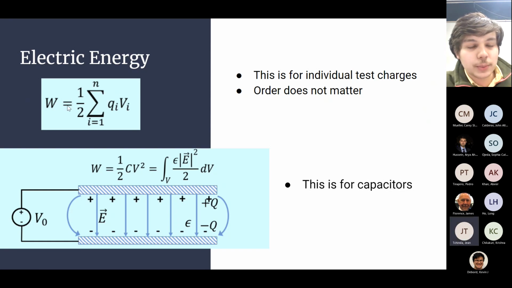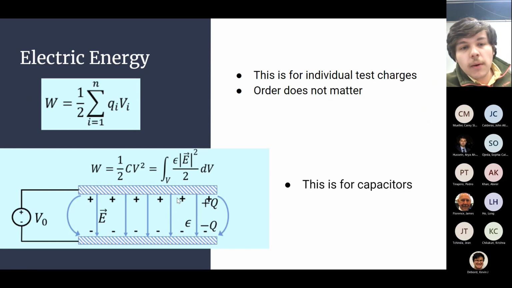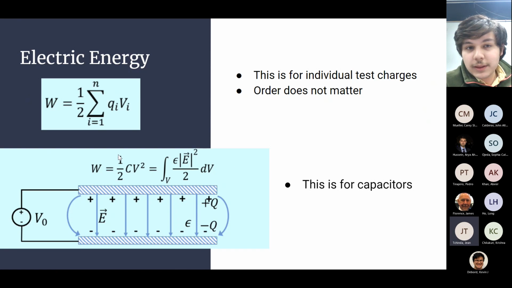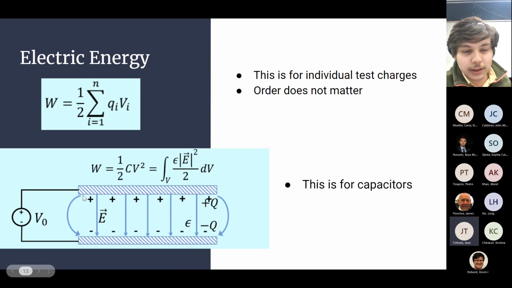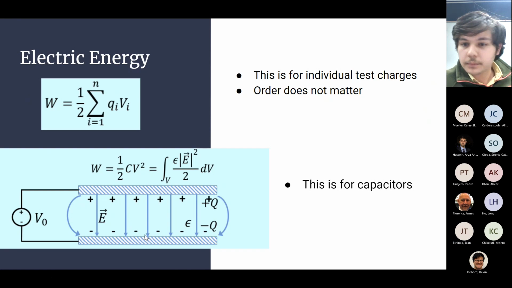So when you're doing that, it is 1/2 the summation of the charge of that test charge times the voltage of that test charge that's being applied to it by the charges that are already there. We're going to do a little problem with that soon enough. From there, another important formula to note is the energy stored in a capacitor, which is 1/2 CV squared. We've seen that. There's also this other integral where you integrate the electric field in terms of volume. The volume is the one taken up by this capacitor between the plates.